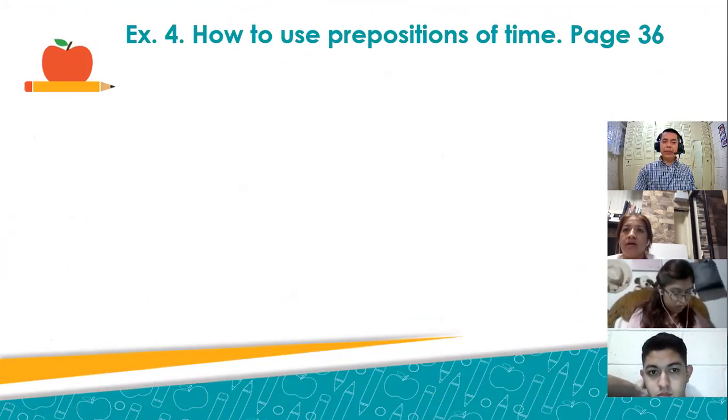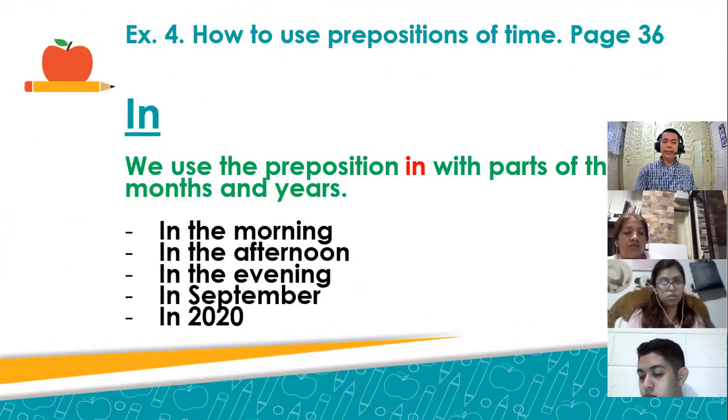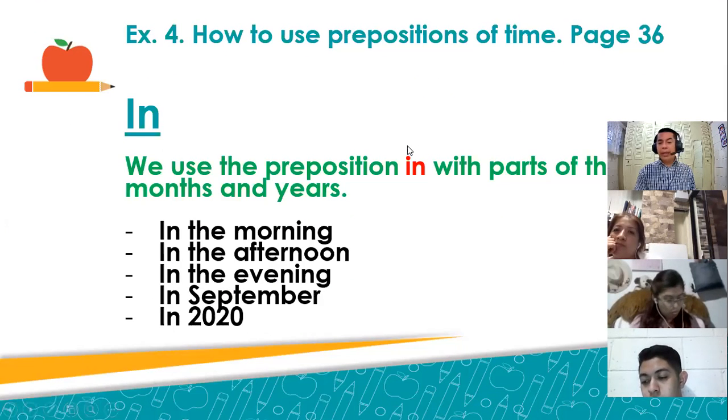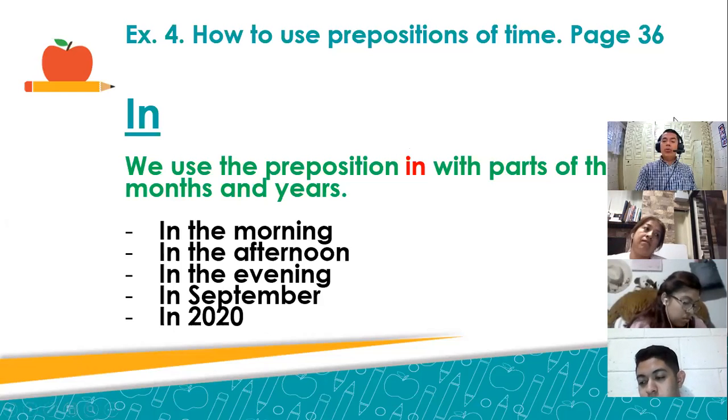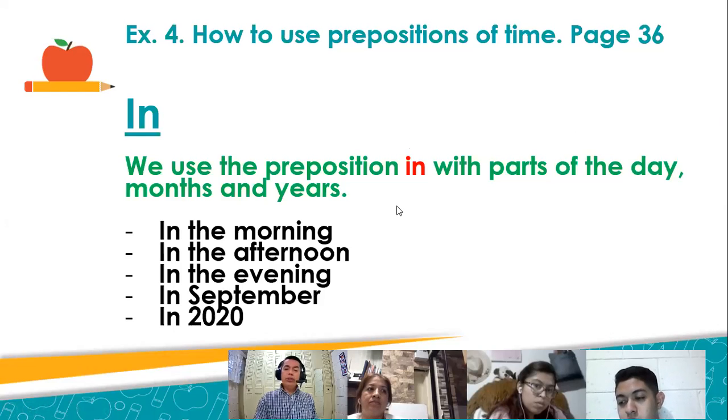How to use prepositions of time, right? Exercise 4, page 36. Listen, this is time, right? We can also use prepositions of place, preposiciones de lugar, right? And prepositions of time. This is preposition of time. Tic, tac, okay? So when do we use the preposition in? We use in with parts of the day, months and years: in the morning, in the afternoon, in the evening, in September, in February, in March, in 2020, in 2021, in 1999. Okay?